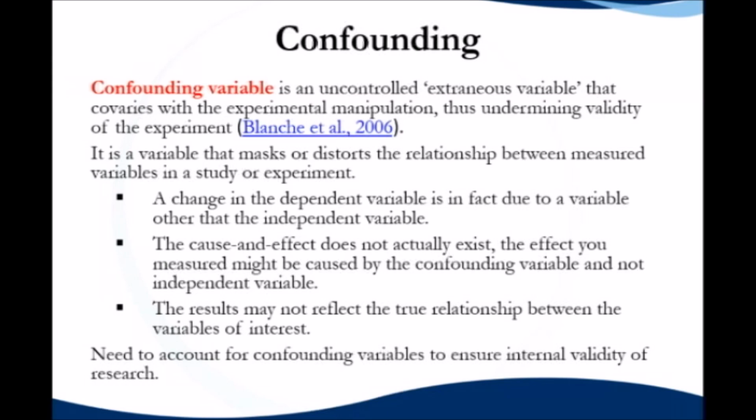So in another way, it masks or distorts the relationship between the measured variables in a study. So we are not able to say that a change in the dependent variable is actually not due to the other variable that we didn't measure, because we are only measuring two variables, but there could be other variables. But when we randomize, we are able to control for that. So then we are able to say that the results that we are seeing actually reflect the true relationship between our variables of interest.